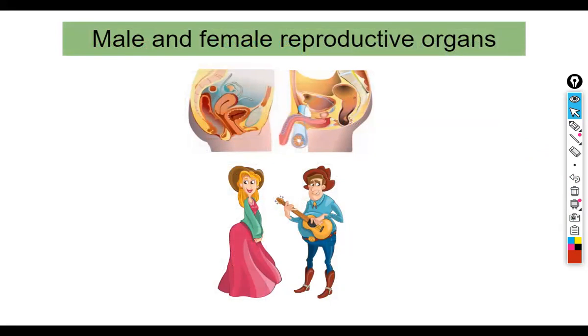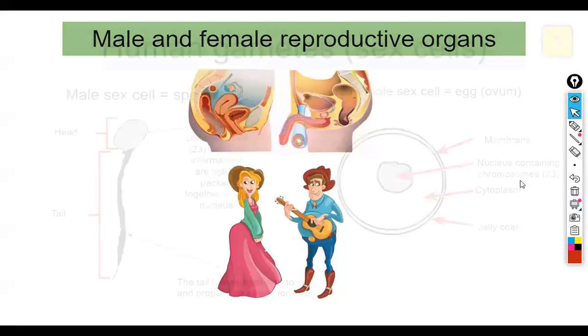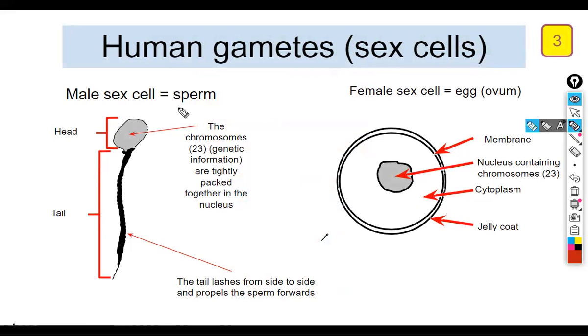All right, so now we're going to look at the different parts of the male and female reproductive organs. So here we have two scientific, biological pictures. Like I say, we're going to be describing each one in detail and learning off the different parts. So let's move on. But before we do that, I just want to show you two more detailed diagrams of the human gametes. Remember, the males produce sperm.